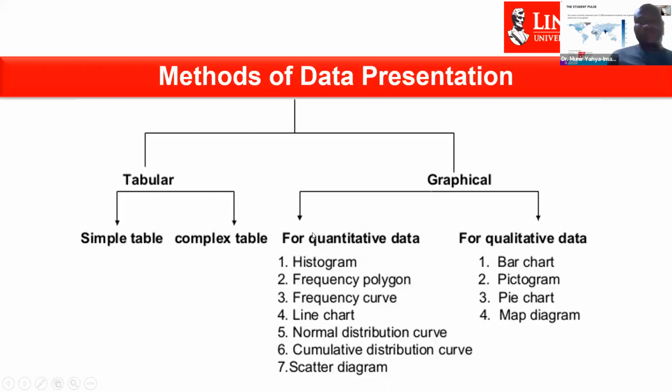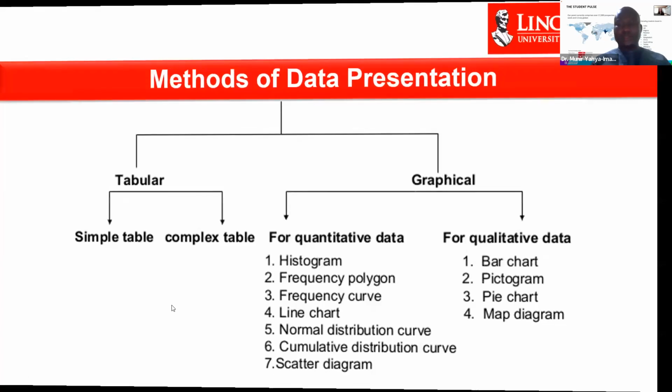For graphical, for quantitative data, you can use histogram. You can use frequency polygon. You can use frequency curve. You can use line chart. You can use normal distribution curve. You can use cumulative distribution curve. You can use a scatter diagram. For qualitative data, you can use bar chart. You can use pictogram. You can use a pie chart. And you can use a map diagram. Okay, let's look at this one further.